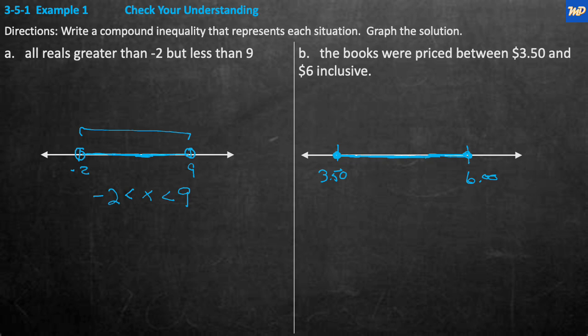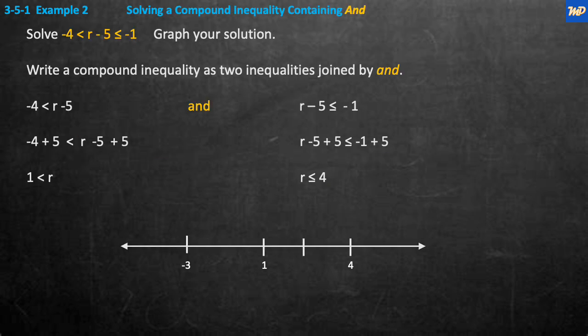And if we're going to write it, we would say $3.50 is less than or equal to, call it X again, or B for books, whatever, is less than or equal to $6. Okay, good job. Okay, example 2, solving a compound inequality containing the word and, or the thought and.